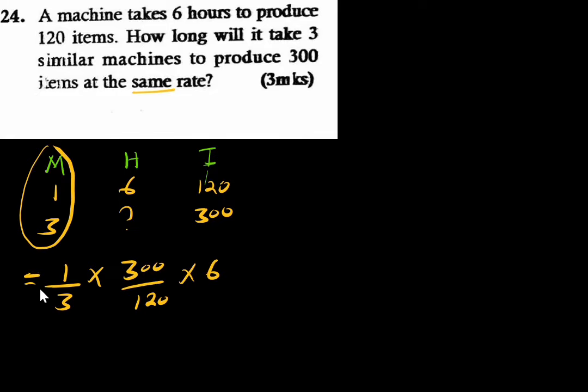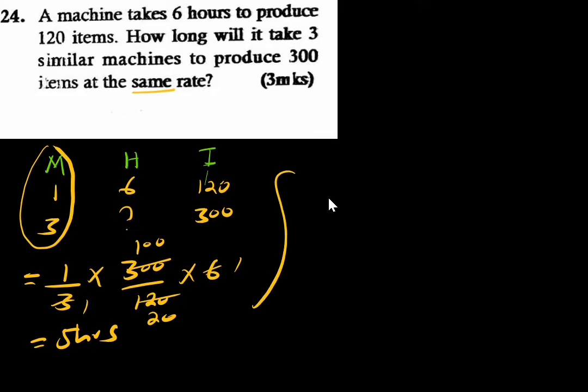So I can do some simplification. I simplify by 3: 1 by 3, 100 by 6, 1 by 6, 20, then by 2: 1 by 2, 5. So I can see the time is 5 hours. So the time taken to produce 300 items when 3 machines are working is 5 hours, and therefore the answer is 5 hours. So we get those 3 marks. Continue to the next question, number 25.